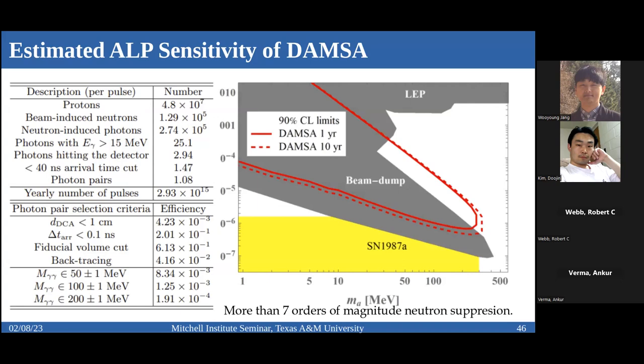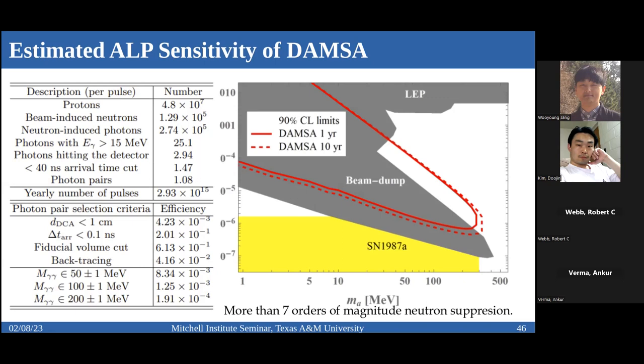In conclusion, you can see that more than 7 orders of magnitude can be suppressed. But this is not enough, because there are many neutrons still there. I don't remember the exact number, but if we calculate the yearly produced total neutron number, I think we need about 10 to the 2 or 3 more reduction factors to fix this.